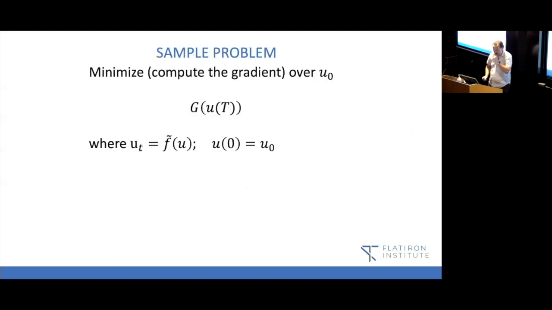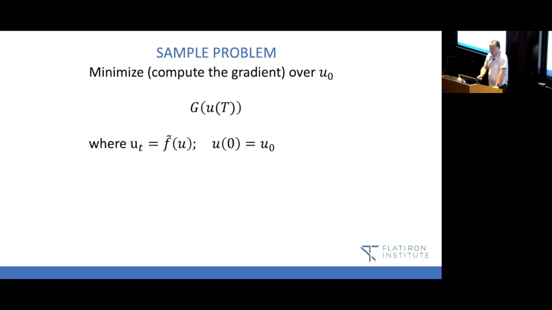Okay, so let's start with the simple model problem. What we want to focus on here is we have an objective function that depends on, in this case, the final solution to a time-dependent ODE, as written here. And we want to minimize this function. So we want to get some gradient information out efficiently for this function g. And in this particular case, we're going to use as our parameters the initial conditions u sub 0.